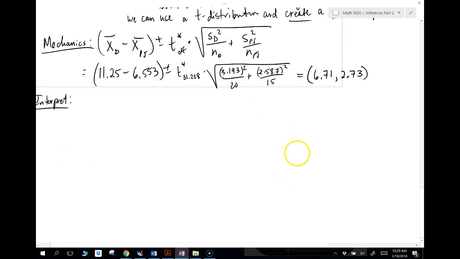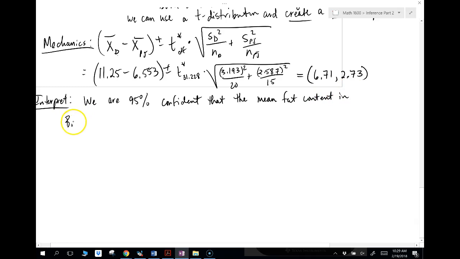Well, we're looking at the difference in means of Dominos, I'm not going to say Dominos, D and PJ, brand D and brand PJ. So here's what we're going to say. We are 95% confident that the mean, now we got to compare these. We can't just say the true difference in means. I want you comparing using context, okay?